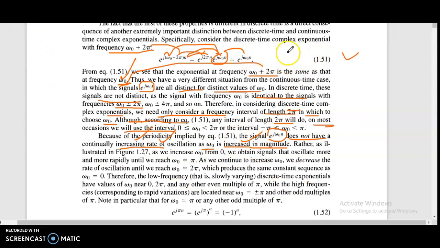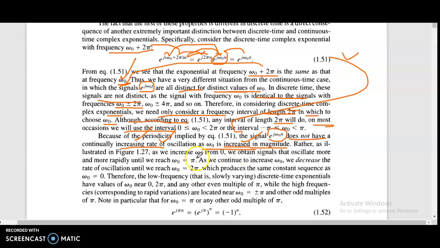From equation 1.51, the signal e power j omega naught n does not have a continuously increasing rate of oscillation as omega naught is increased in magnitude. That is, omega naught is increased in magnitude, but the oscillation rate is not increasing.